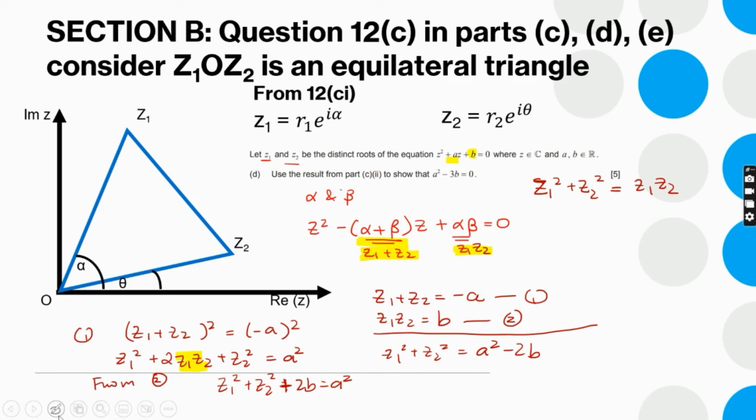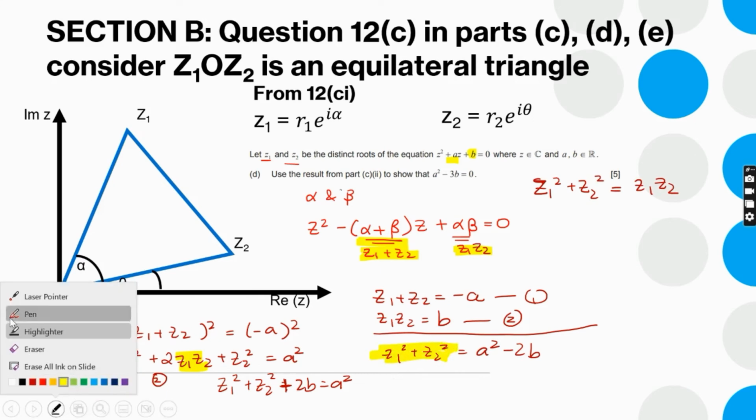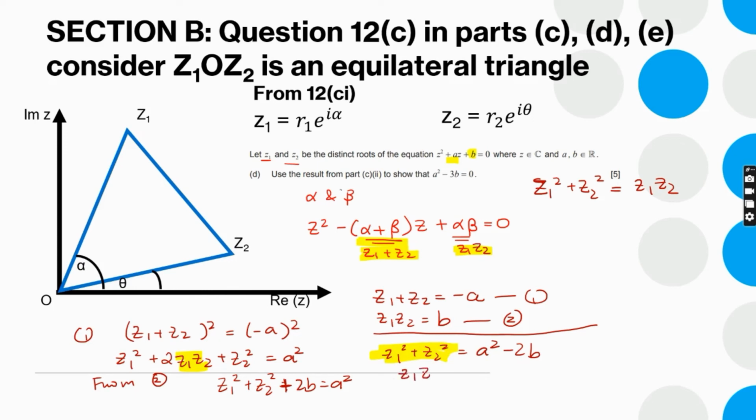So now I'm going to replace z1 squared plus z2 squared with z1 z2. So z1 z2 is b. By rearranging, I move the b on the left-hand side to the right-hand side, so 0 will be equal to a squared minus 3b. So I've proven it.